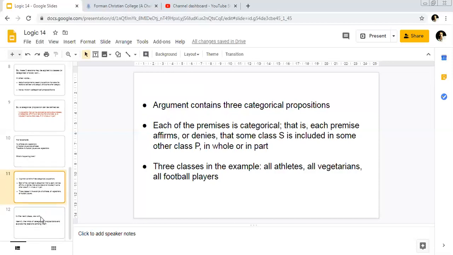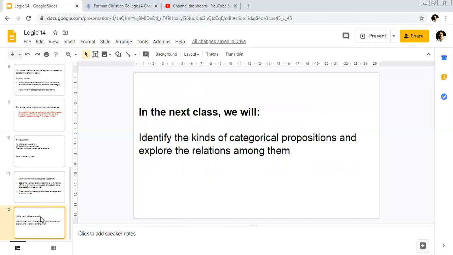Okay, so I hope this made sense to you. If it didn't, you can write to me and I will explain it to you, obviously. But if you can wait a little, I will talk about this more in the next class, when I will describe the kinds of categorical propositions and explore the relations between them. Okay?